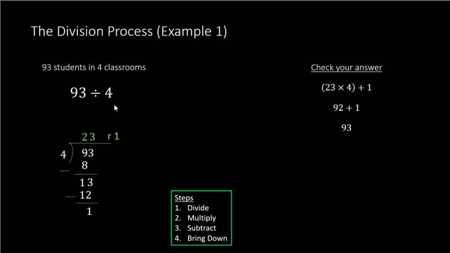And if you look at the context of the problem, we were told 93 students are in 4 classrooms. So if we have 23 remainder 1, what that means is that each classroom has 23 students, and then there's 1 student left over, which means that 1 student would need to go in one of the classrooms to make 24 in that 1 classroom. So each classroom is going to have 23 students, and 1 classroom would have the extra student, so 24 students. That's the way you can interpret this problem.